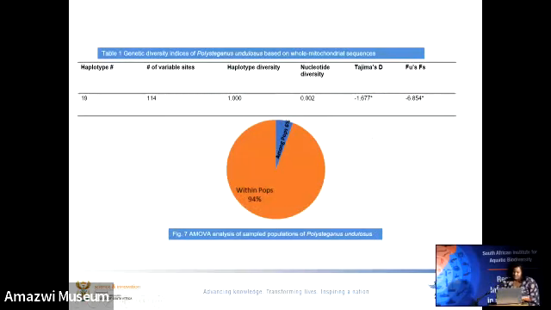So the genetic diversity indices, I'll just go through this quickly. The neutrality tests gave negative but significant statistics. AMOVA, of course, would give a higher variation within the sites.